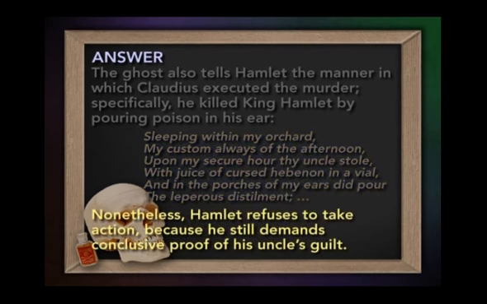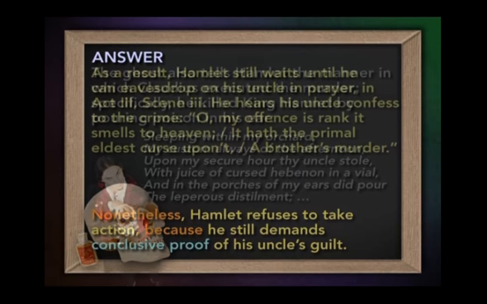To continue, nonetheless, Hamlet refuses to take action because he still demands conclusive proof of his uncle's guilt. I used nonetheless to show contrast. I used because to show result. Also take a look at that phrase, conclusive proof. I had put that in to use repetition to create more unity.